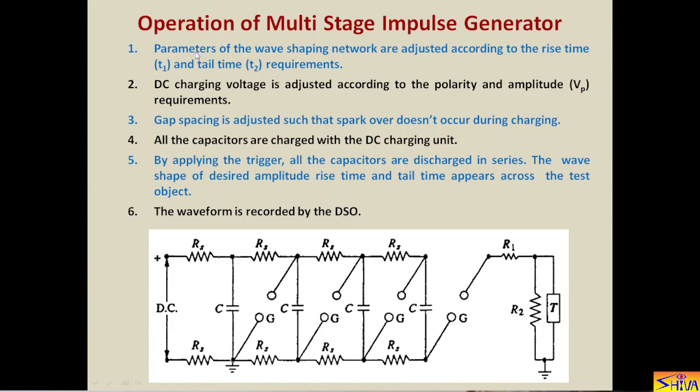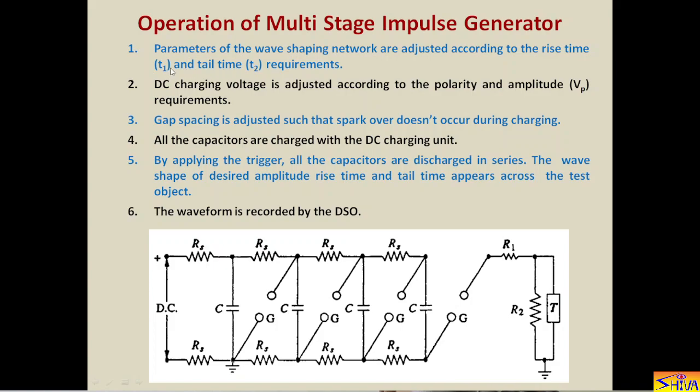So the first step is that the parameters of the wave shaping network are adjusted according to the rise time T1 and tail time T2 requirements. In my previous lecture, I had given you the expressions for T1 and T2 in terms of R1, R2, C2 and C1. C1 is the effective series combination of all these. So here there are 4 stages, so C1 will be C divided by 4. C2 is the capacitance of the test object or load capacitance. So we compute R1, R2. First we decide T1 and T2. If we consider the Indian standard, it is 1.2 microseconds and 50 microseconds.